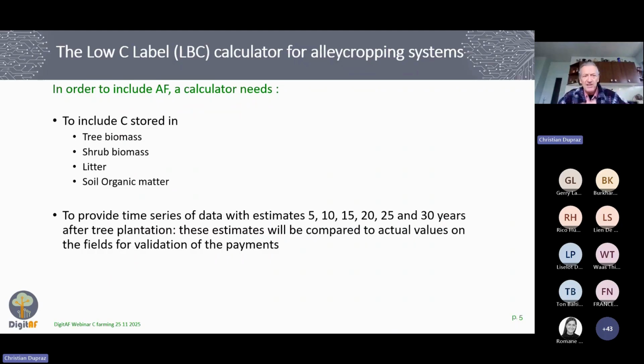To be efficient, the calculator for carbon sequestration in agroforestry systems, and specifically here in alley cropping systems, should predict the tree biomass, the shrub biomass if there are shrubs, the litter biomass, and the soil organic matter. What is expected is that we can provide time series of those data at 5, 10, 15, 20, 25, and 30 years after tree plantation. And these estimates will be compared to the actual values on the fields for the validation of the payments. So those are very important.